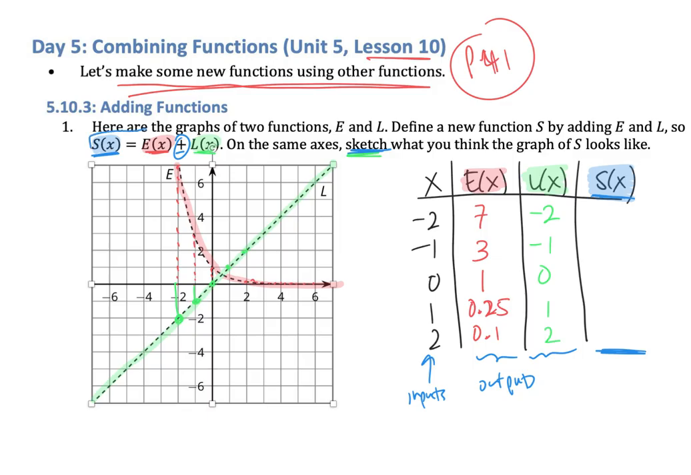Well, notice here it defines what s of x is. S of x is these y values added together. So I'm going to add those together. 7 plus -2 is 5. 3 plus -1 is 2. 1, 1.25, 2.1, etc. So let's just graph those. When x is -2, s of x will be 5. So -2, 5. When x is -1, we get a 2. When x is 0, we get 1. When x is 1, we get 1.25. When x is 2, we get 2.1.